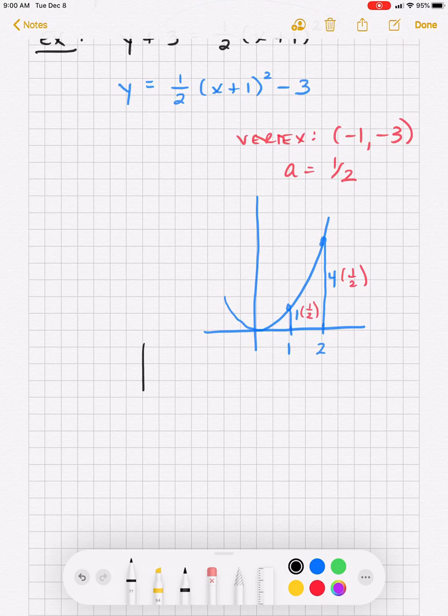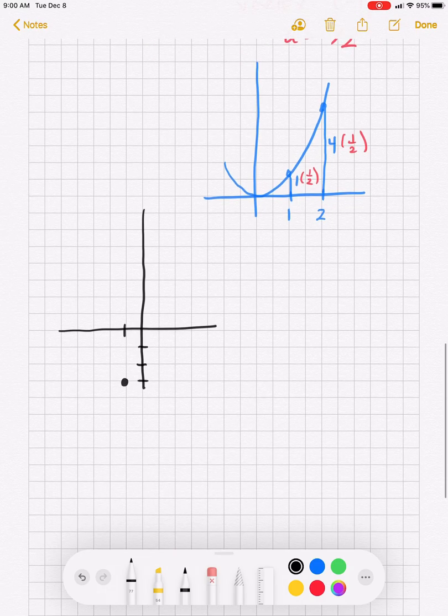So when we go to graph this, the vertex is at (-1, -3), and from the vertex, we're going to move over 1 unit, but we're only going to go up half the way. And then we're going to move over 2 units from the vertex, but again, we're going to only go up half of 4, so we're going to go up 2. All right, and so there we've got the parabola.